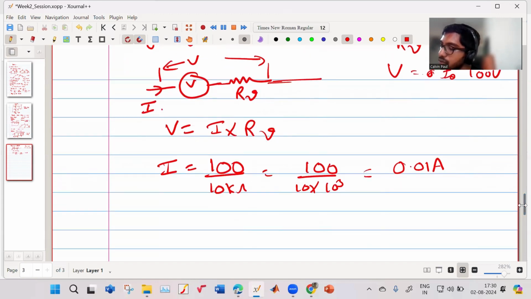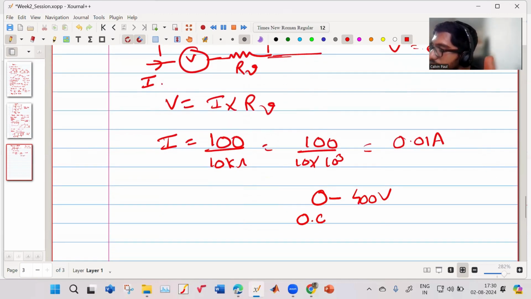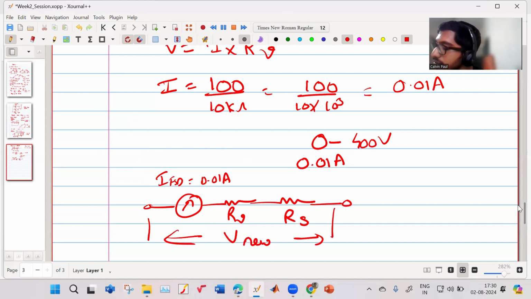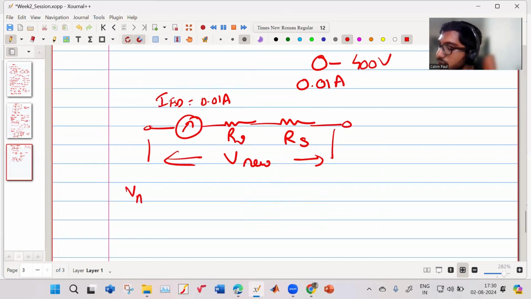But now what I want to do is change the device to measure 0 to 400 volt. But the maximum current that can flow will be 0.01 ampere alone. It cannot increase. So what is done in such a case is, this is the instrument. It has a full scale deflection of 0.01 ampere. It has this RV, and then we add an external resistance RS in series. And then this will measure the effective voltage V new.